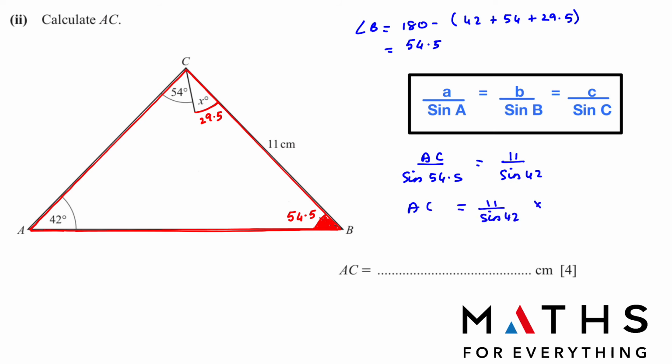I prefer not using the calculator till everything is simplified. Now that my AC is the subject, this whole thing I'll put in the calculator and get the answer. And the answer is 13.38. You can leave it like that or round it to one decimal place. Both are fine. So again, write down this formula so that you remember it.